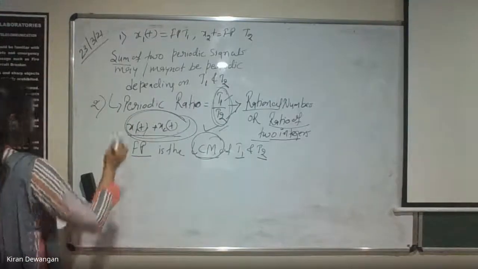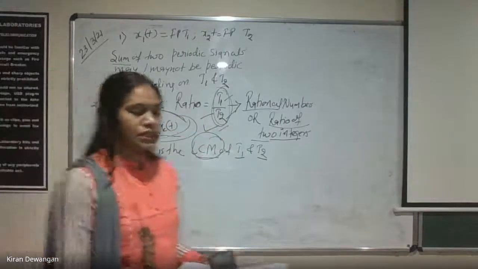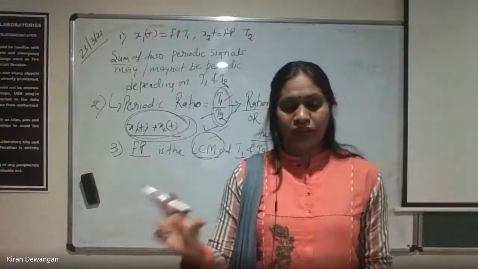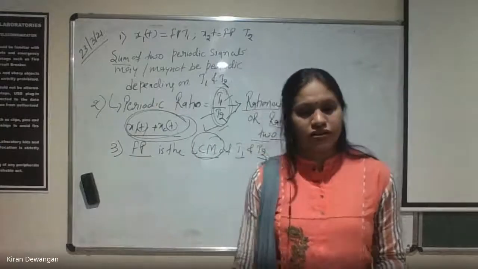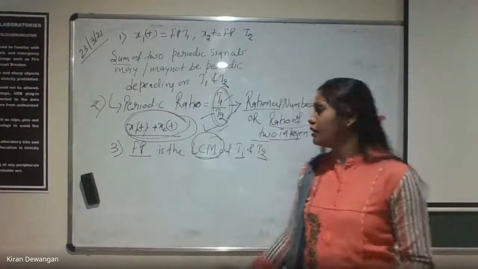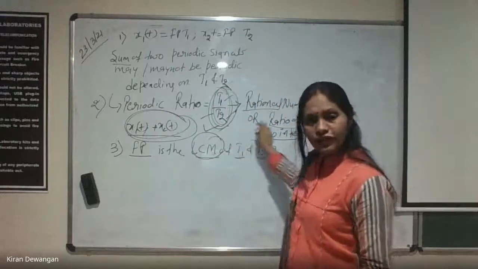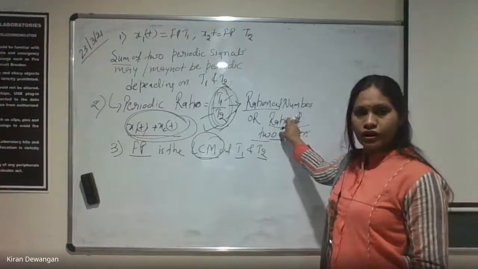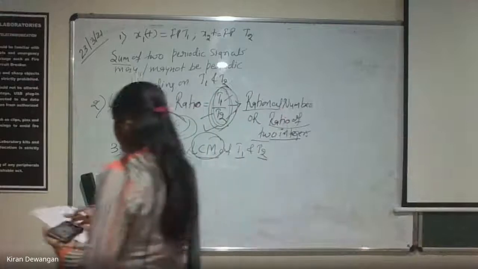ठीक है, अगर ये T1 by T2 irrational होता है, then the signals x1(t) plus x2(t) do not have a common period and the resultant signal will be non-periodic. It cannot be periodic. Clear? If this is an irrational number, definitely this has no common period and is non-periodic. Clear? Now coming to the fourth point.